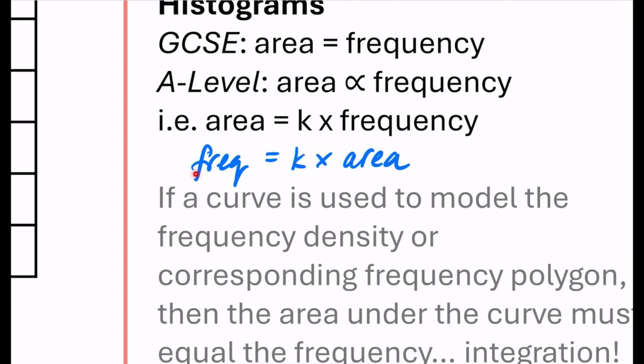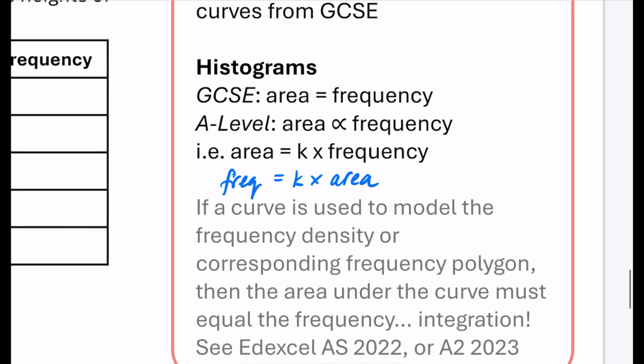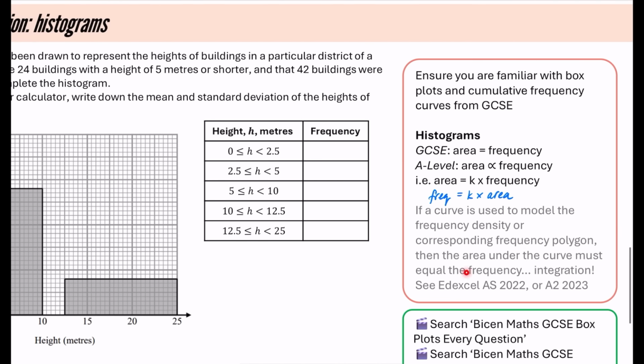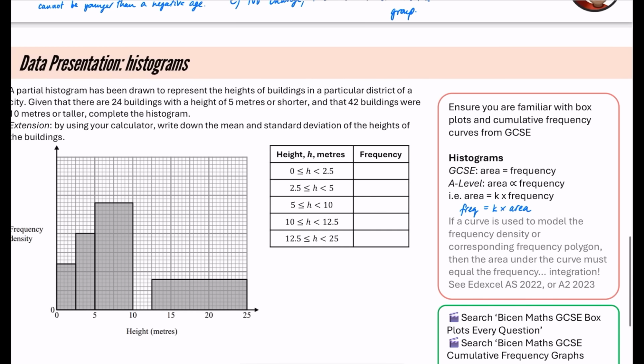If you're doing lots of things where you want to find the frequency, it's often easier to do it like this. Or if you're just finding areas, it really doesn't matter. I just wanted to show you they could work either way. Now, I will talk to you about this part as well, but if you had a curve being used to model a frequency density or a corresponding frequency polygon, so instead of it being like this shape, let's say they said the frequency polygon was being measured by some kind of curve like this for these different blocks that we might have.